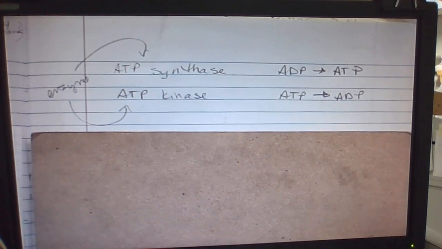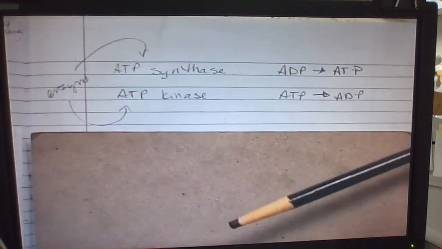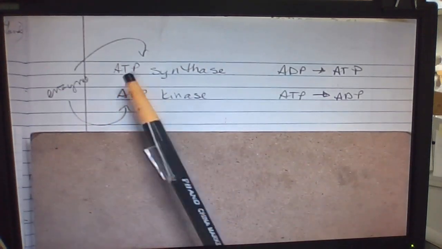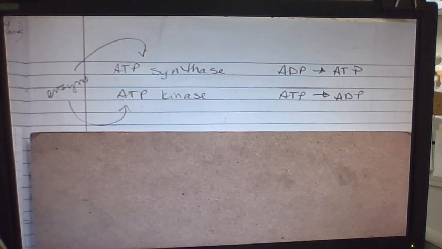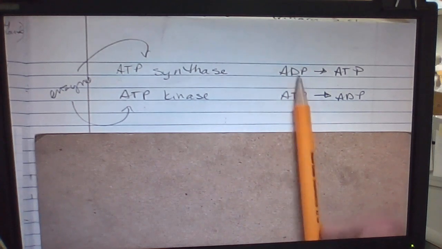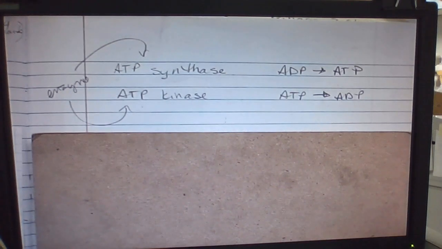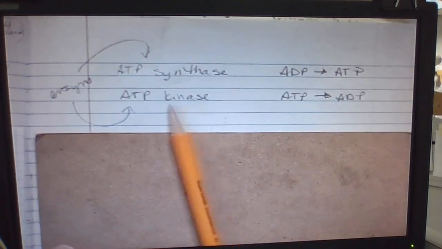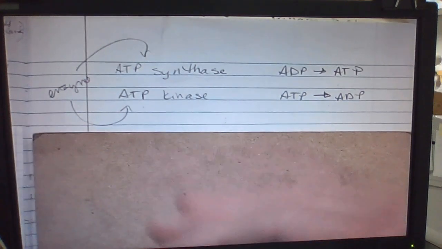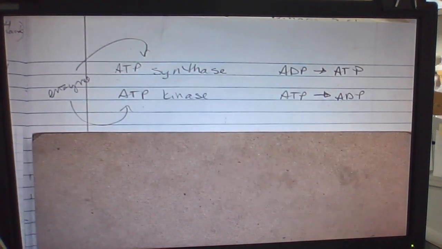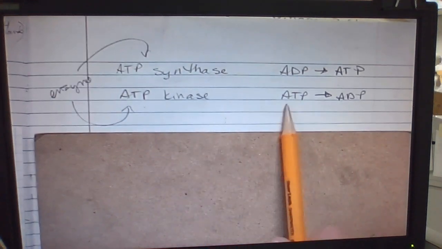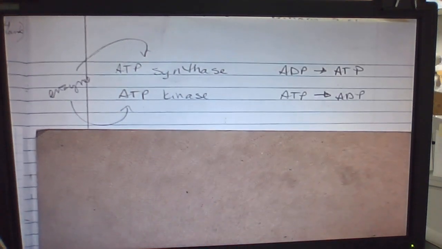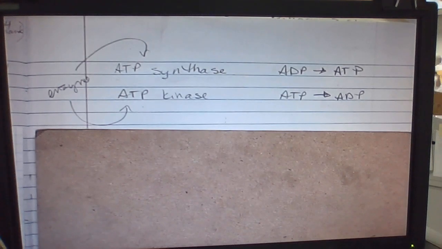All right, so we have two different types of enzymes that are related to ATP. ATP synthase, synthesis, we're building things, we're creating things. So ATP synthase takes ADP and makes ATP out of it. ATP kinase, remember our phosphorylation cascades, we had kinases in there. So those kinases are breaking it down, changing ATP to ADP by breaking off one of those phosphate groups.